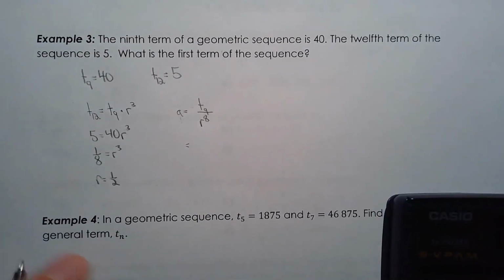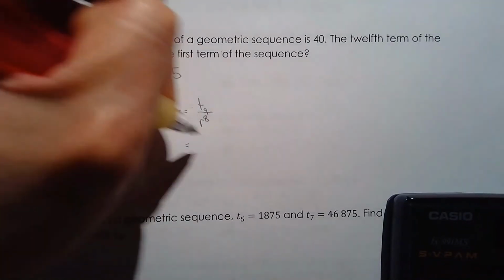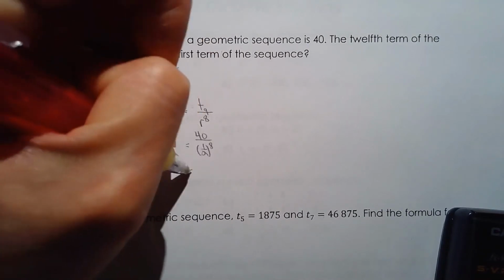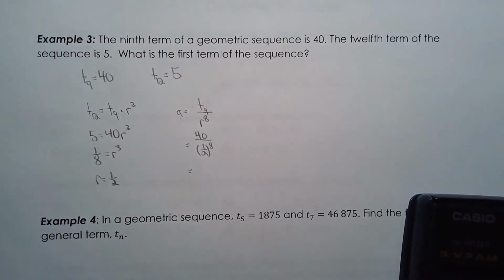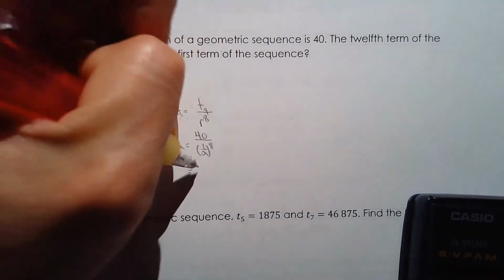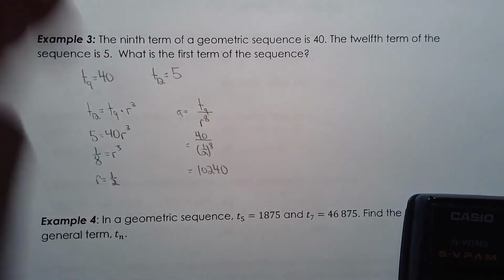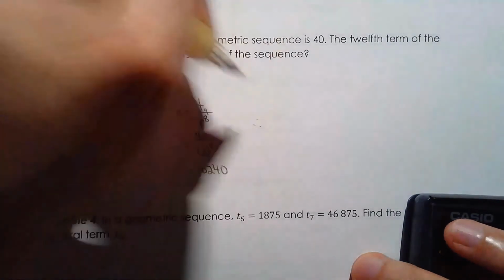So I have the 9th term, which is 40. Half to the power of 8. Okay, let's see. 10,240. Therefore, the first term is 10,240.